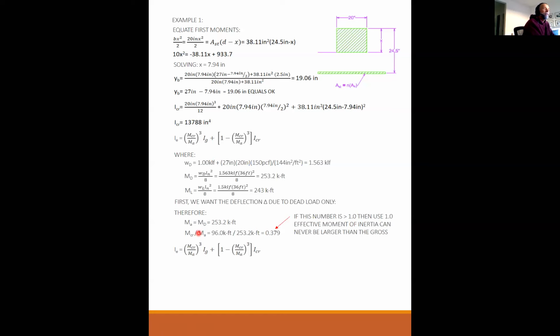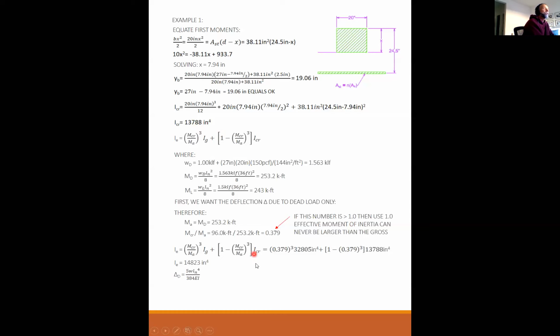All right, so I have this ratio. You don't have to do it this way, but I found it easier. Calculate this, 0.379, and then you plug it in here and here. So I have 0.379 cubed times my I gross plus 1 minus 0.379 cubed times my I cracked. And my effective moment of inertia is 14,823, which, as you can see, is only a bit more than the cracked moment of inertia. So it's already cracked pretty good.